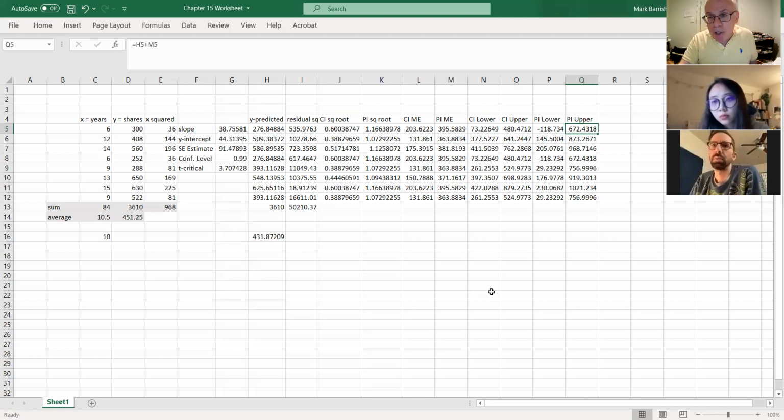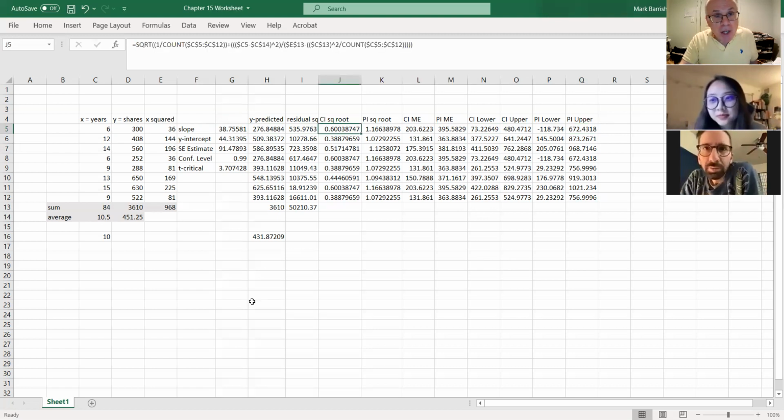Okay, I did all the heavy work for you here, all these formulas. You want to see what some of these formulas look like? Probably not. The square root formulas, that's it. Wow. That's the square root for the confidence interval. That's the square root thing. This is for the prediction interval.